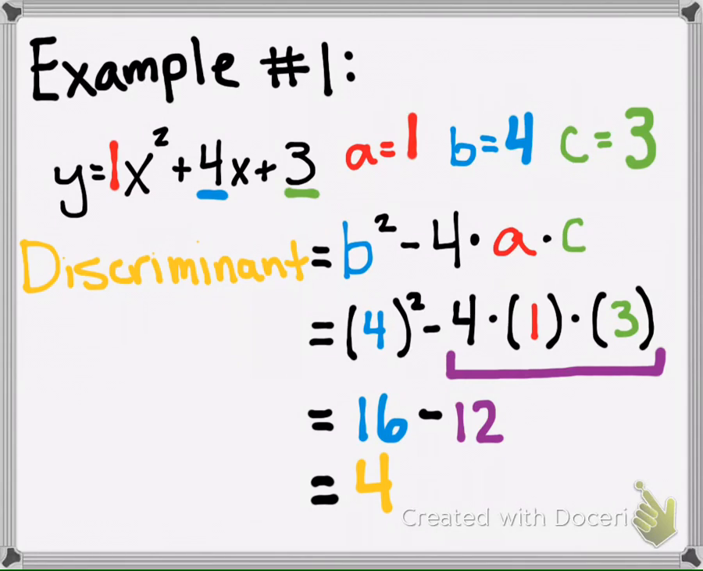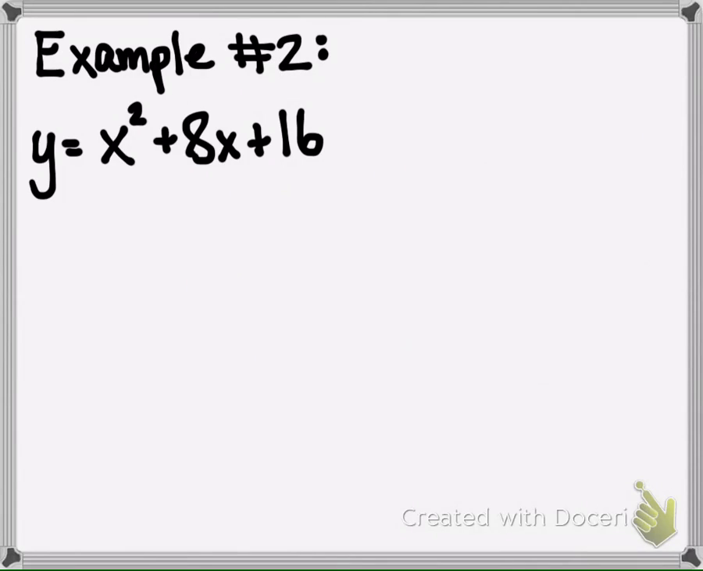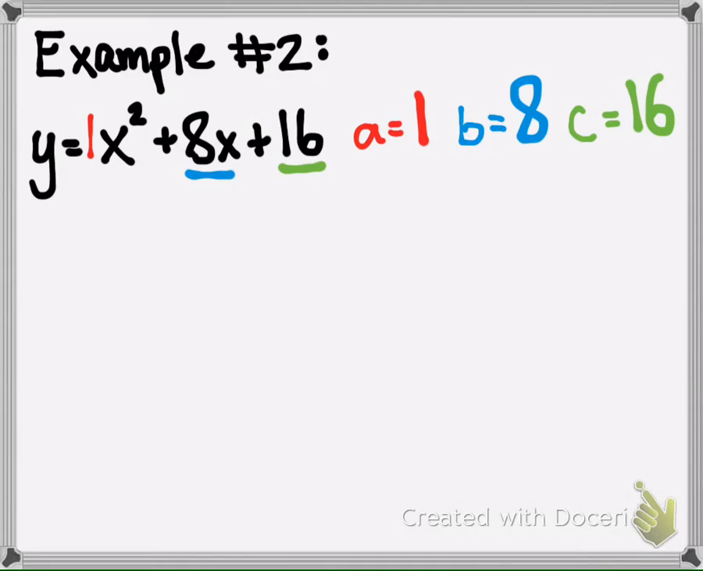Alright, so moving right along. Next example, I have y equals x squared plus 8x plus 16. Again, the first thing I'm going to do is find my a, b, and c values. Now again, we don't see a number in front of our x squared, so we know that there's a 1 there, meaning my a is 1. Looking in front of the x, I have an 8, so my b value is 8. Finally, looking at my last value, I have 16, making my c value 16.